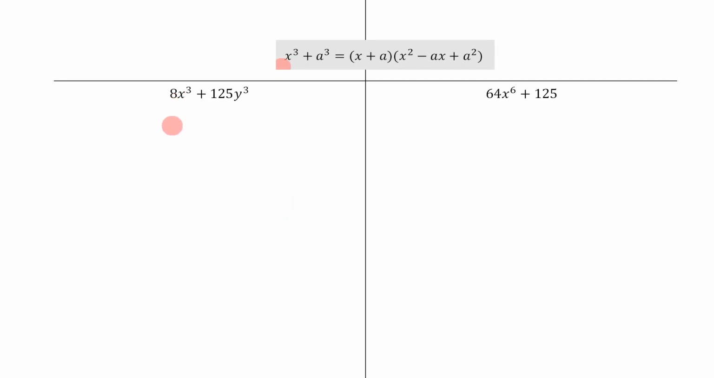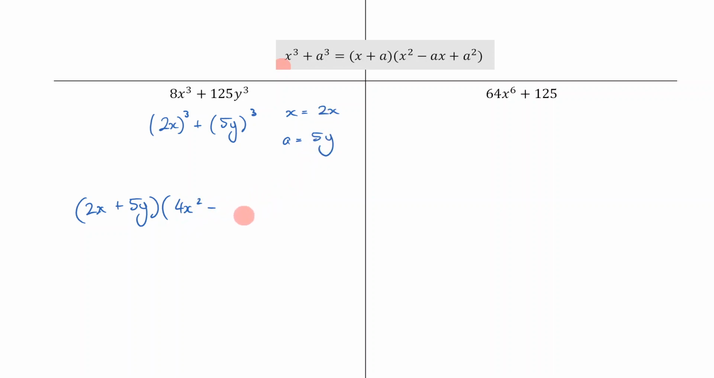Again, we have to break this up. So this is going to be 2x cubed plus 5y cubed. So x is going to be equal to 2x, and a is going to be equal to 5y. And now we follow it along. So we're going to go 2x plus 5y. Then it's going to be 2x squared, so it's going to be 4x squared, minus these two times together, 10xy, plus this squared, which will be 25y squared. So again, I'm just following this.